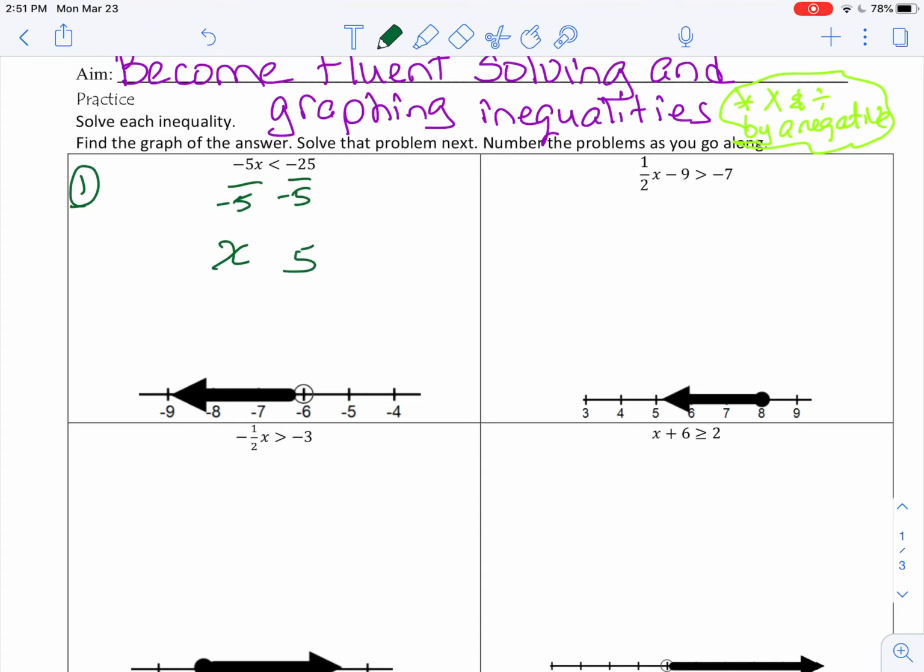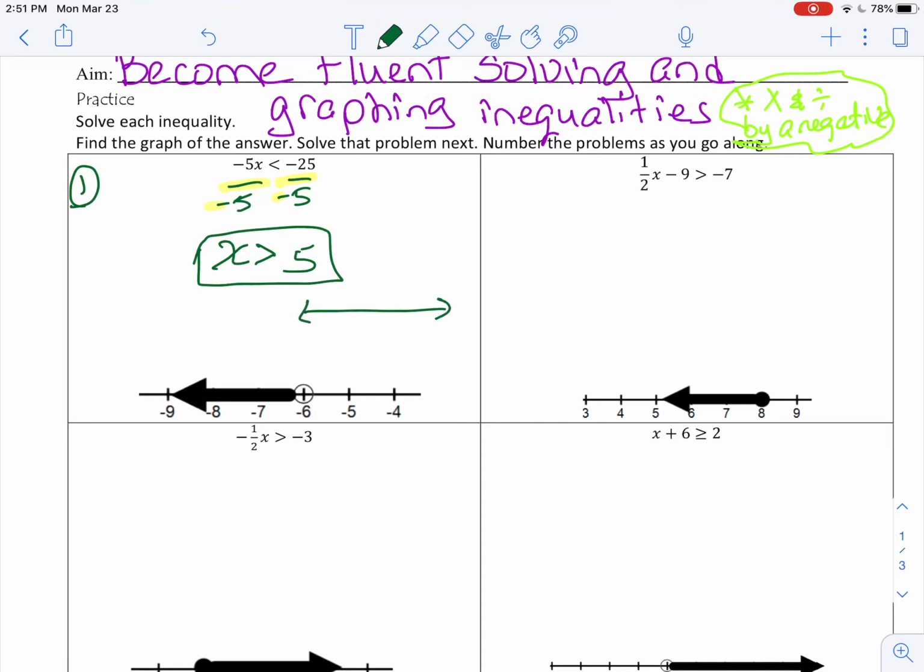So we're going to divide both sides by a negative 5. We get the x on this side. We get a 5 on this side. And then we go, uh-oh. We divided by a negative. Because we divided by a negative, the inequality sign switches directions. We have x is greater than 5.